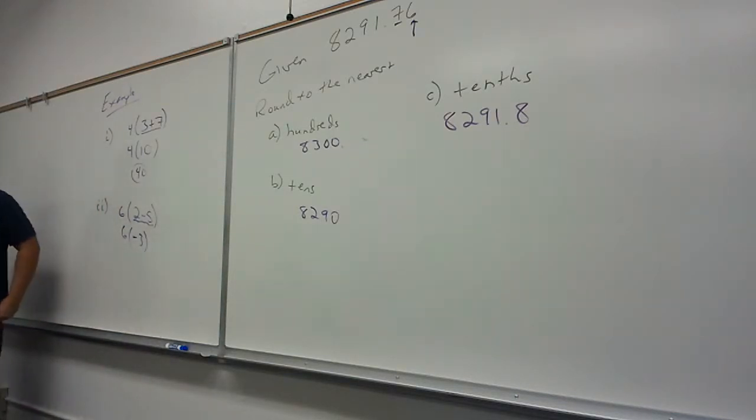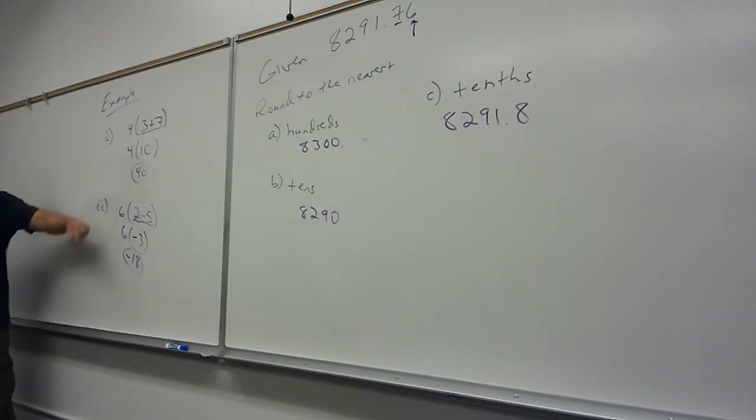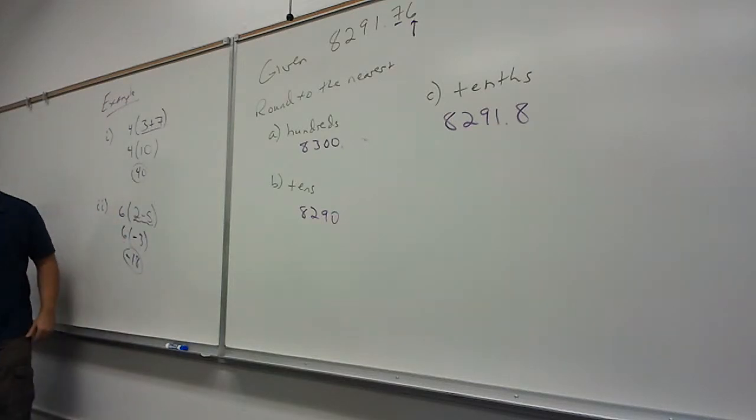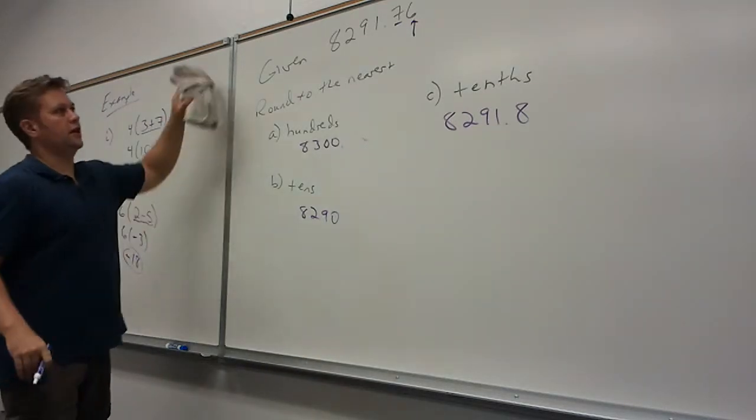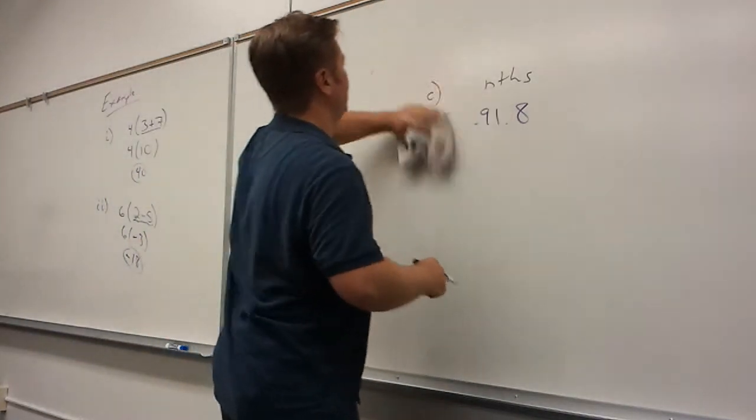6 times negative 3 is negative 18. I love it. So if I owe $3 to each of 6 different people, I owe $18 altogether, right? Well, a teacher's salary will take me a while to pay that back, especially nowadays.